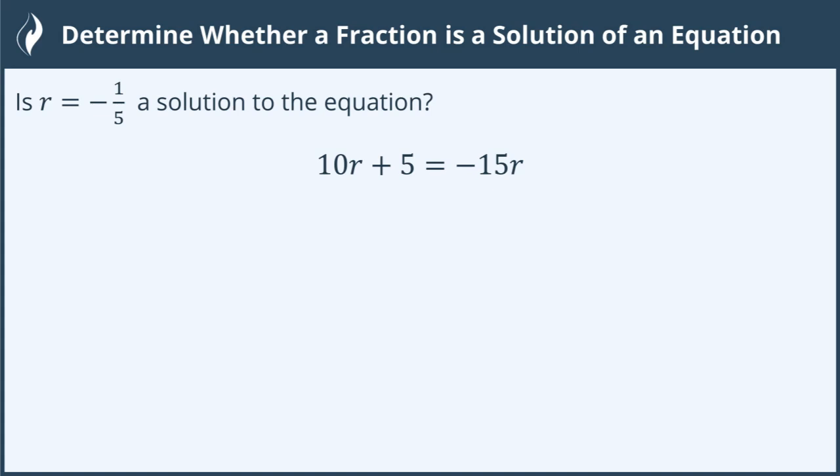Hi everyone. In this video, we are going to determine whether this fraction is a solution to this equation. The fraction is r equals negative 1/5, and the equation is 10r plus 5 equals negative 15r. So to do this, we are going to substitute what r equals into our equation.